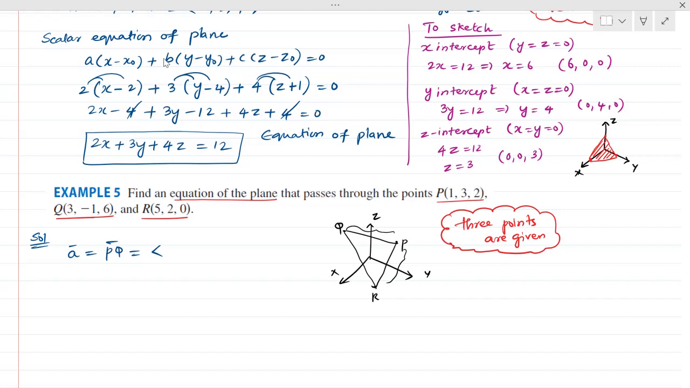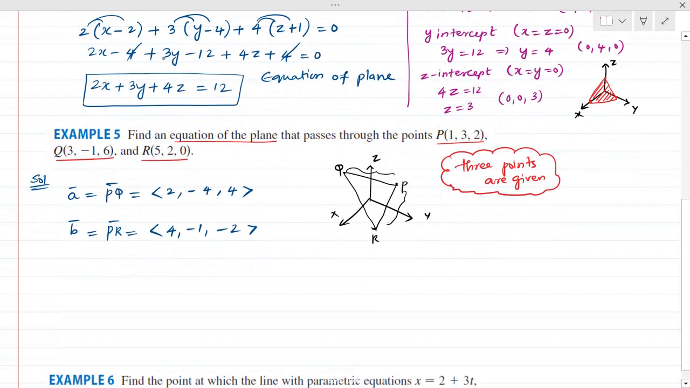So it is 3 minus 1, which is 2. Minus 1 minus 3, which is minus 4. 6 minus 2, which is 4. So this is the PQ, the A vector. Similarly, the B vector is PR. So subtract P from R. So what happened? 4, 5 minus 1, 4. 2 minus 3, which is minus 1. 0 minus 2, which is minus 2. So this is the vector.